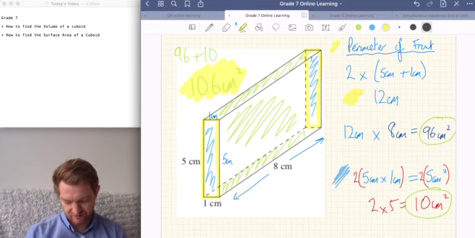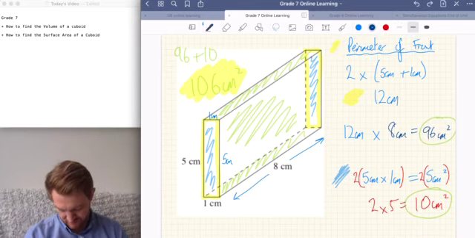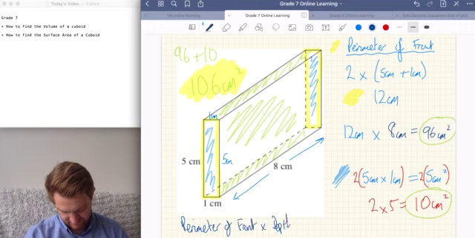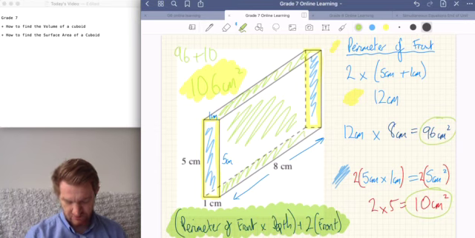So we can do the perimeter of the front times the length plus 2 at the front. And I'll write that formula down for you. You can do perimeter of front times the depth plus 2 lots of the front. And that is another way that you can do the surface area of 3D shapes.